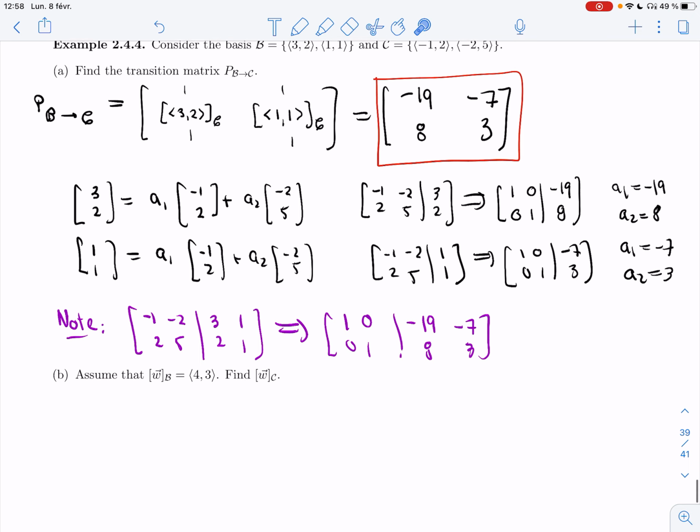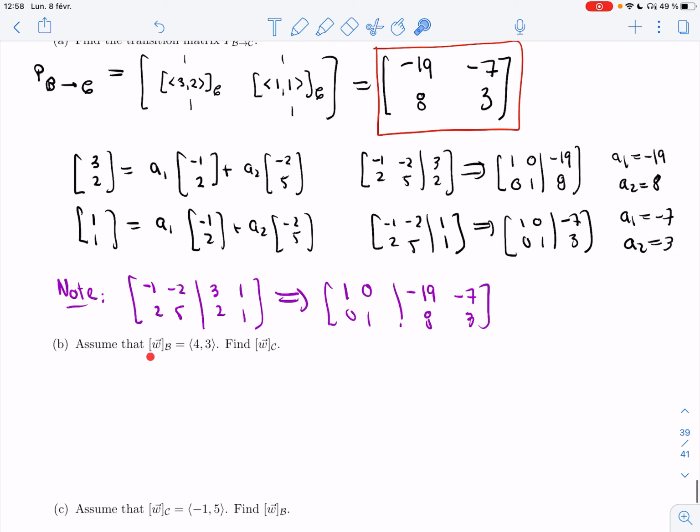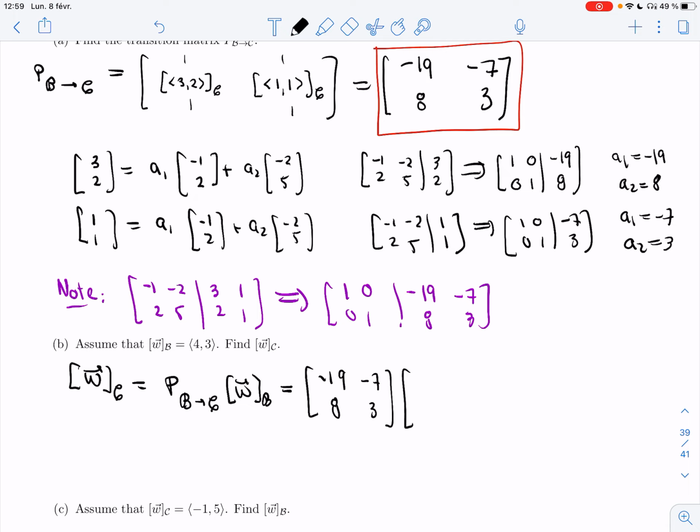All right, so I'm assuming that I already know the coordinate vector for W in terms of B. I want the coordinate vector in terms of C. So I'm going to multiply the coordinate vector in terms of B by this transition matrix. We've already found the transition matrix, and I'm going to multiply by (4, 3). I've computed it, it's a bit horrible numbers, but it's -97 and 41.